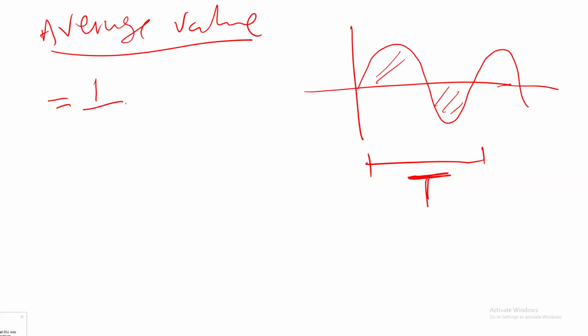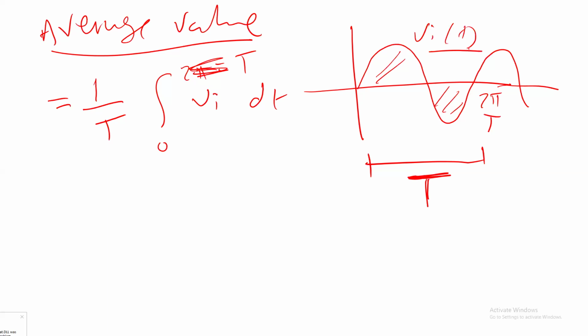1 over T, the integration from 0 to 2 pi, or T in time, so from 0 to T, of V input dt, and this is of course V input of t. So you need to integrate V input this way in order to get the average value. It's easy to calculate the average value for this signal.